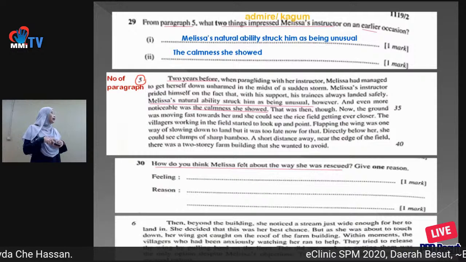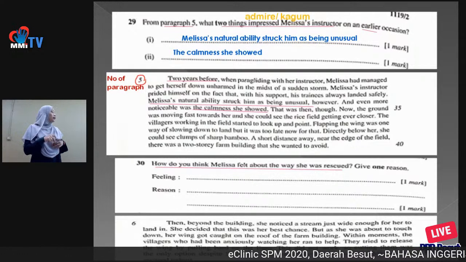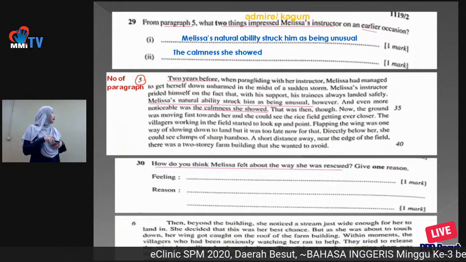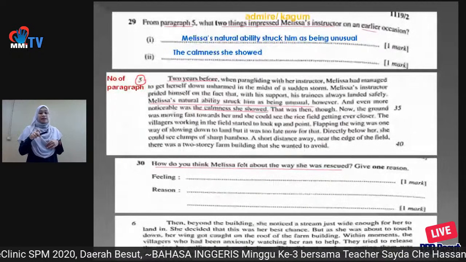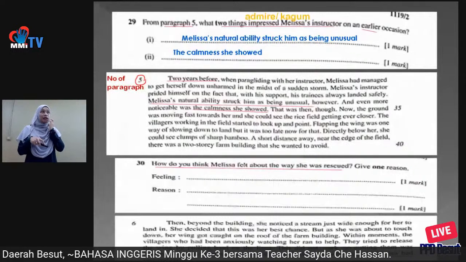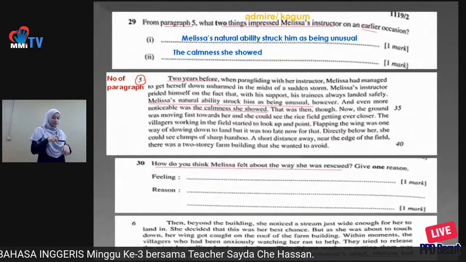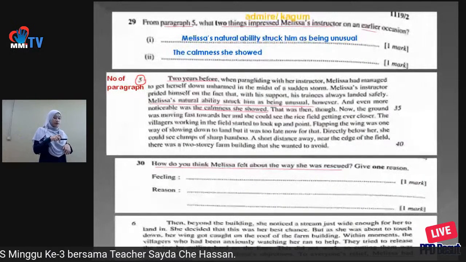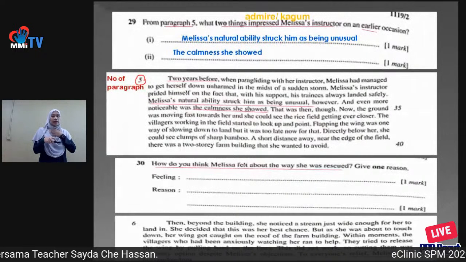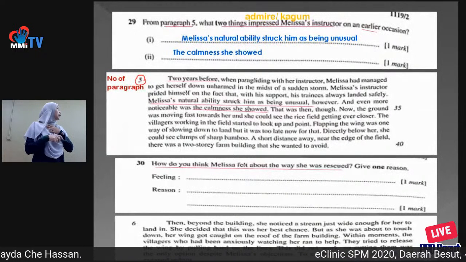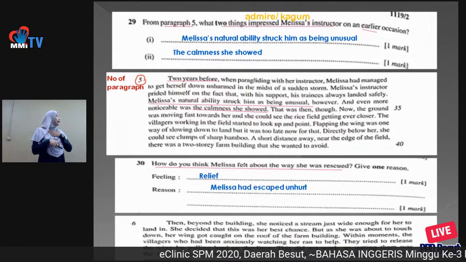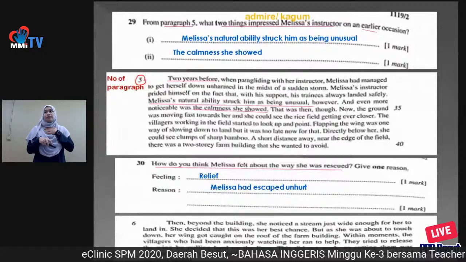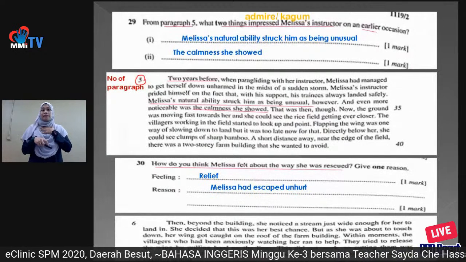Okay, let's look at the last sentence. To everyone's relief, Melissa had escaped unhurt. Dia selamat. So basically, if you cannot think of an answer, the answer is that. You can write there, relief. Lega. Maybe Melissa rasa lega. She is relieved because Melissa had escaped unhurt. Dah. 2 marks. 1 mark, 1 mark.